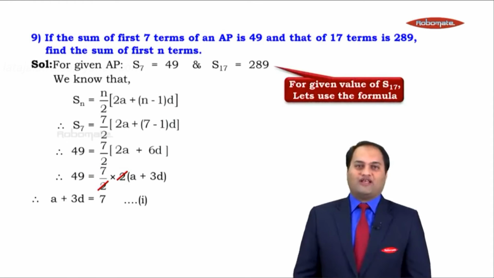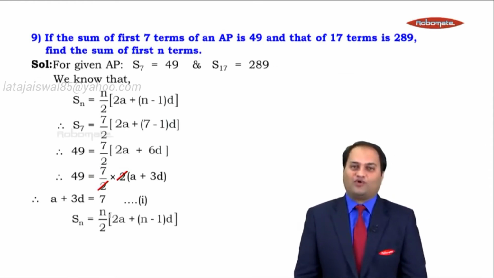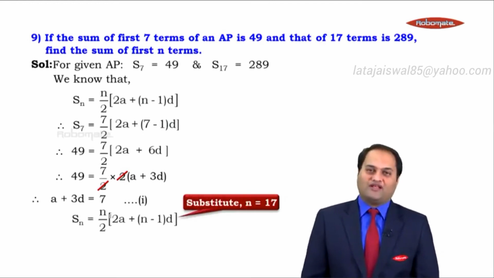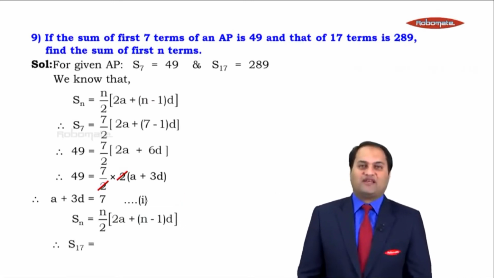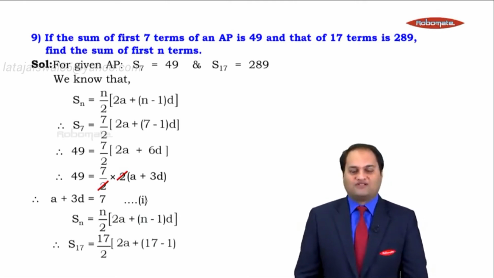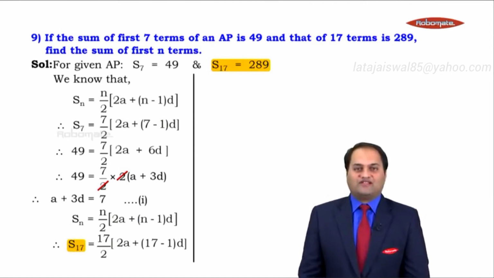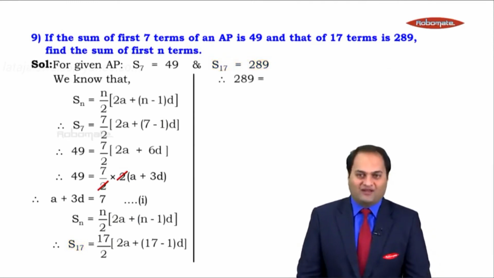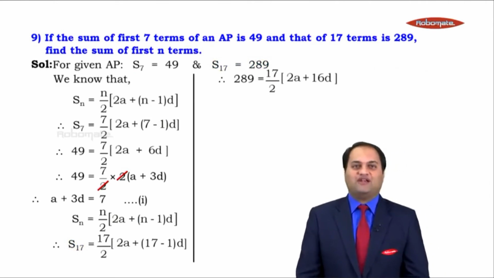Now let's work for S17. Let's use the formula again. Sn is equal to n upon 2 into (2a plus (n minus 1) into d). Because we are talking about S17, let us replace n by 17. So S17 is equal to 17 upon 2 into (2a plus (17 minus 1) into d). Let's continue. S17 is 289, so 289 is equal to 17 upon 2 into (2a plus 16d).